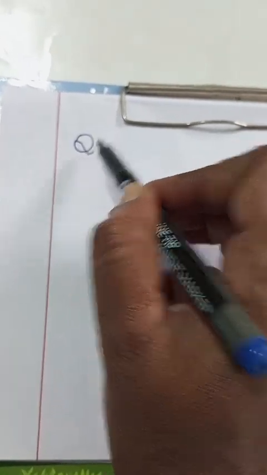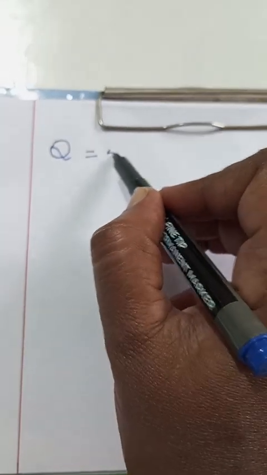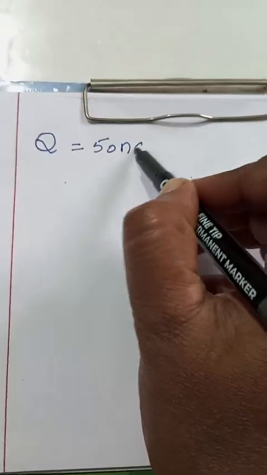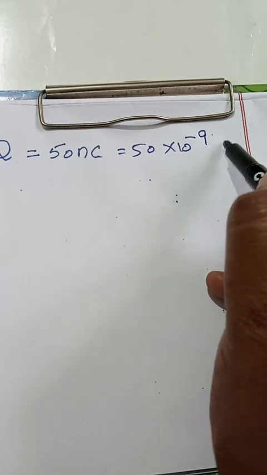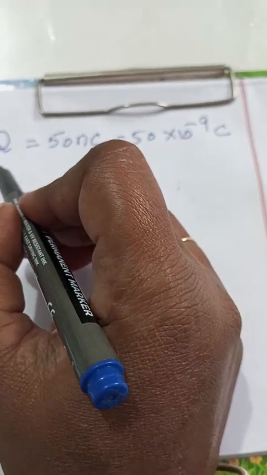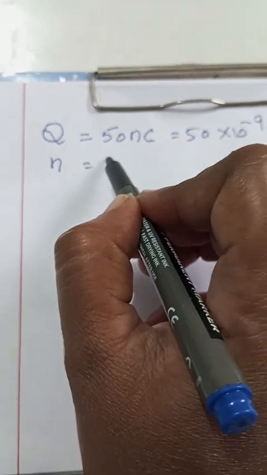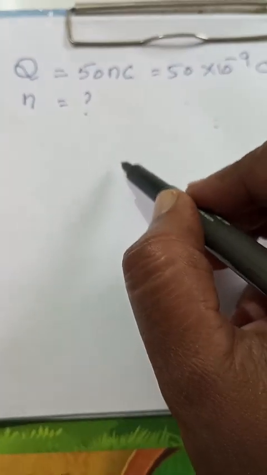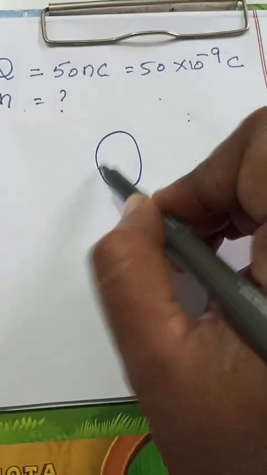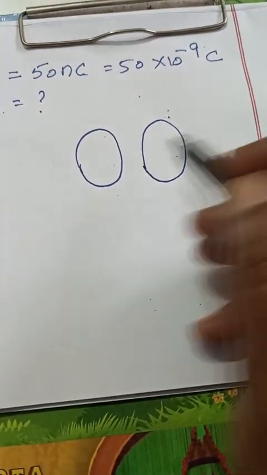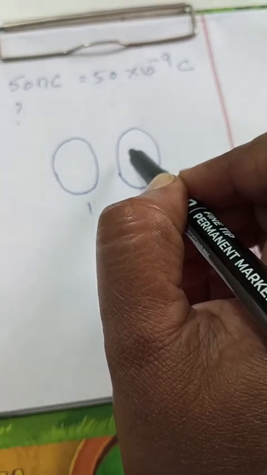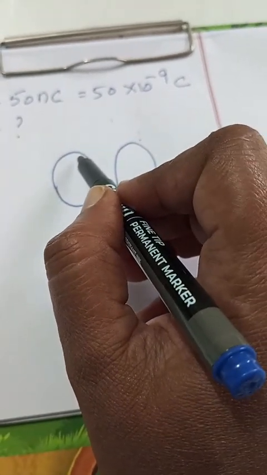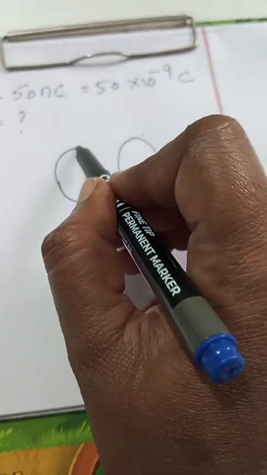So here we are given the charge of the object Q as 50 nanocoulombs, that is equal to 50 into 10 power minus 9 coulombs, and we are supposed to calculate the number of electrons transferred. There are two objects, object 1 and object 2. Here these two objects are rubbed with each other, so some electrons from one object are transferred to another.